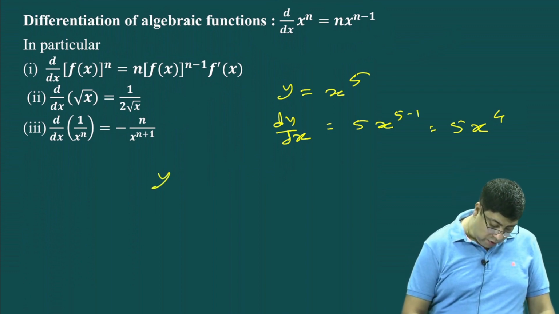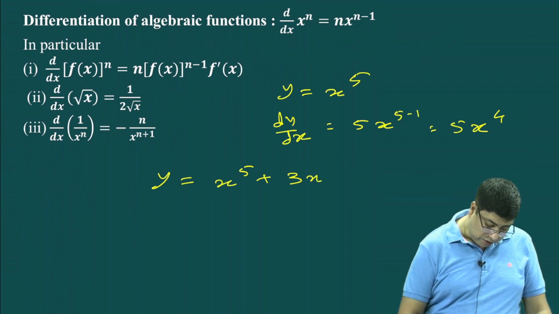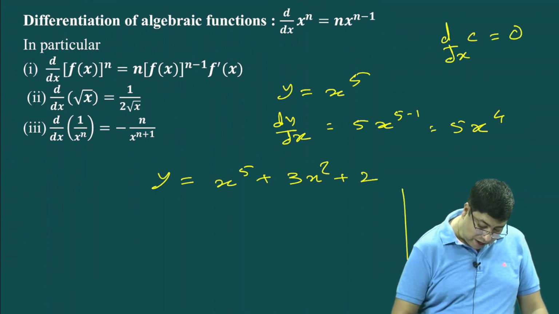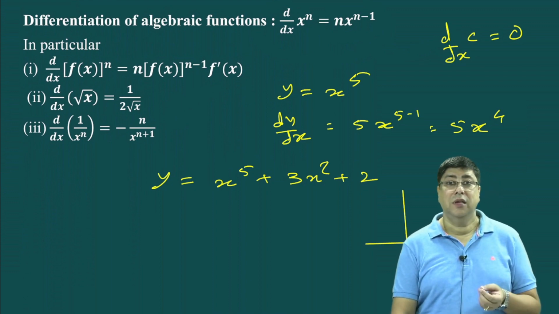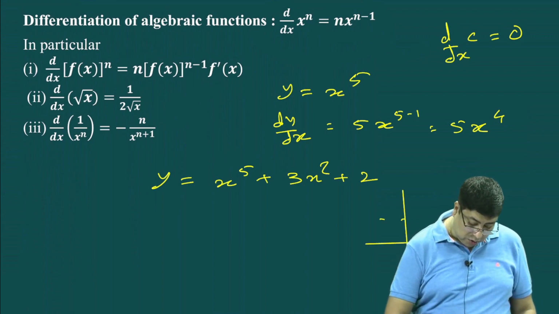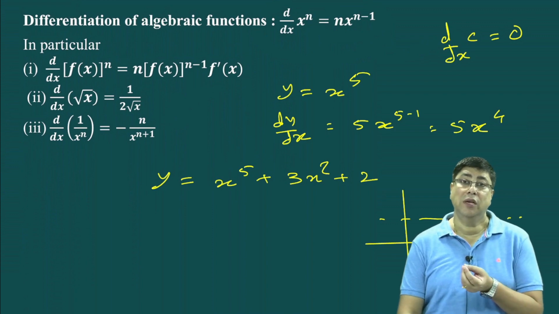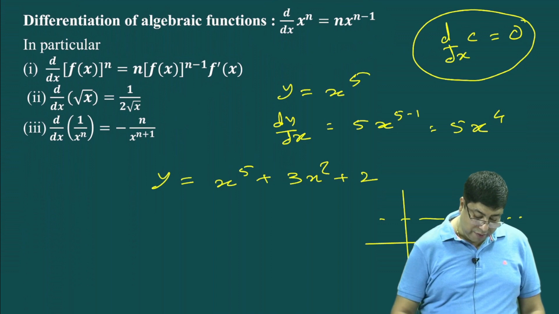One more formula, one more sum, that is x to the power 5 plus 3x square plus 2. Remember one thing, the derivative, differentiation, of any constant is 0. The reason is that the rate of change of a constant c with respect to x is... it means that y equal to c is a line parallel to the x axis. So it has no rate of change. Therefore, differentiation of a constant number is 0.